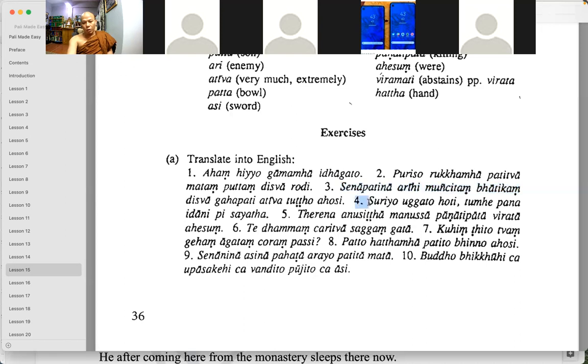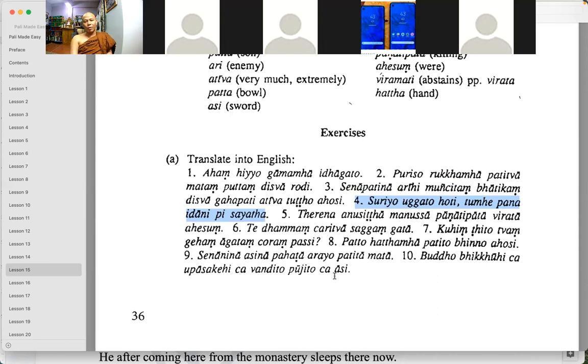Suriyo ugato hoti. Tumhe pana idani sayatha. Suriyo, the sun; ugato, risen up. Tumhe pana idani sayatha: sayatha means lies down or sleeps.